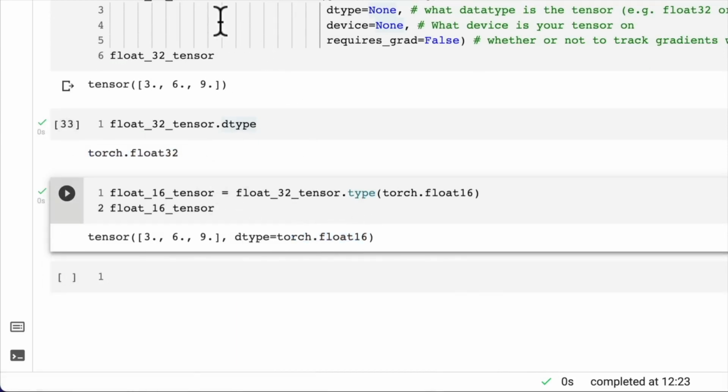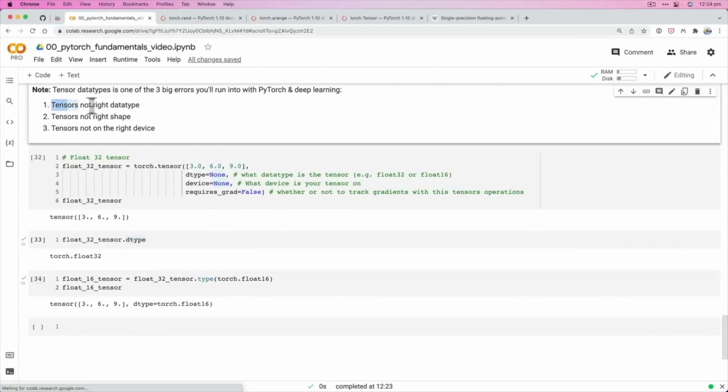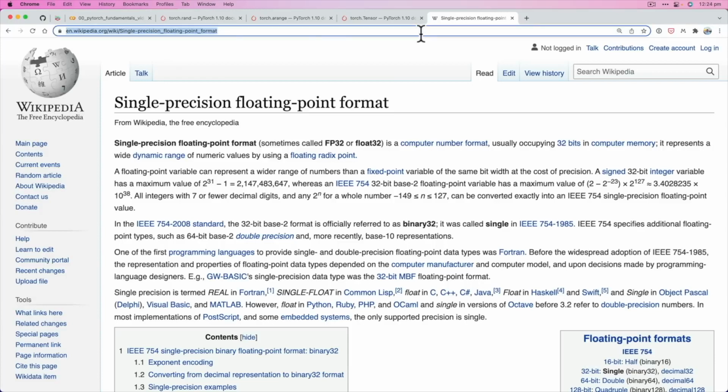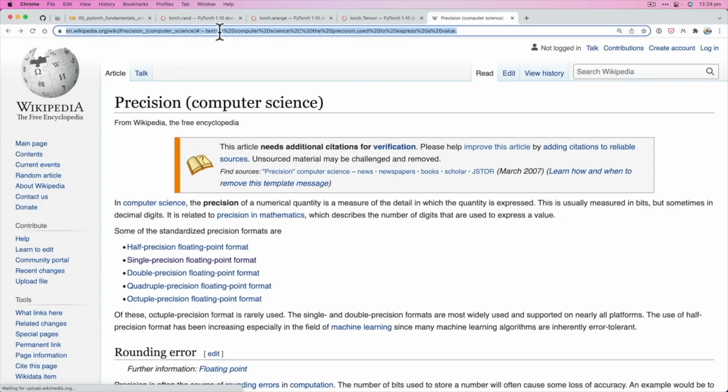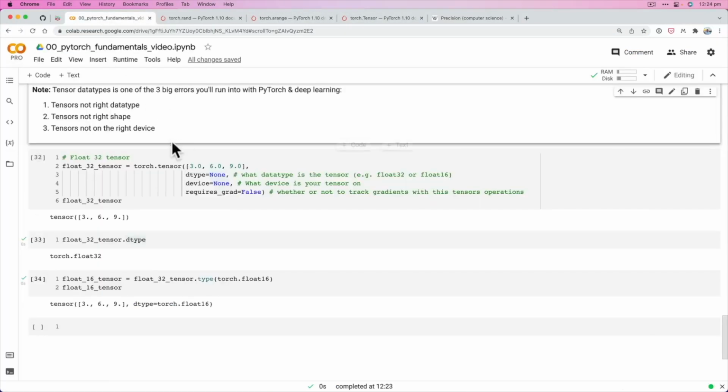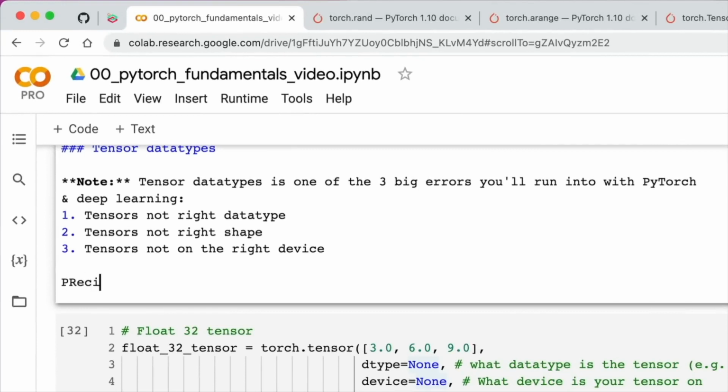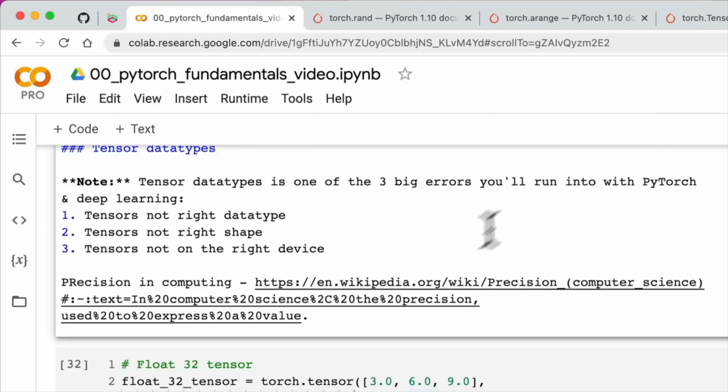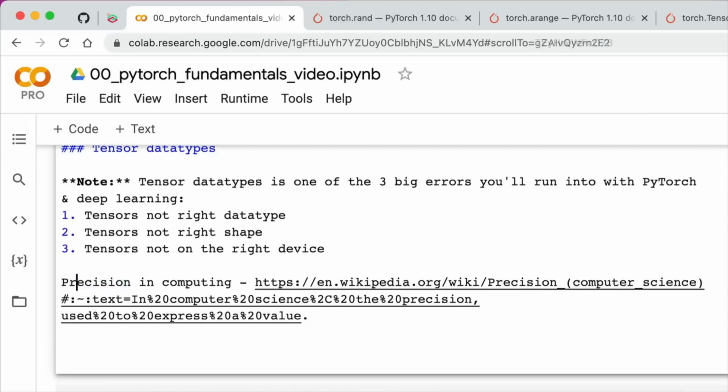So that is one of the ways that you'll be able to tackle the tensors not in the right data type issue that you run into. And just a little note on the precision in computing, if you'd like to read more on that, I'm going to link this in here. This is all about how computers store numbers. So precision in computing, there we go. I'll just get rid of that.